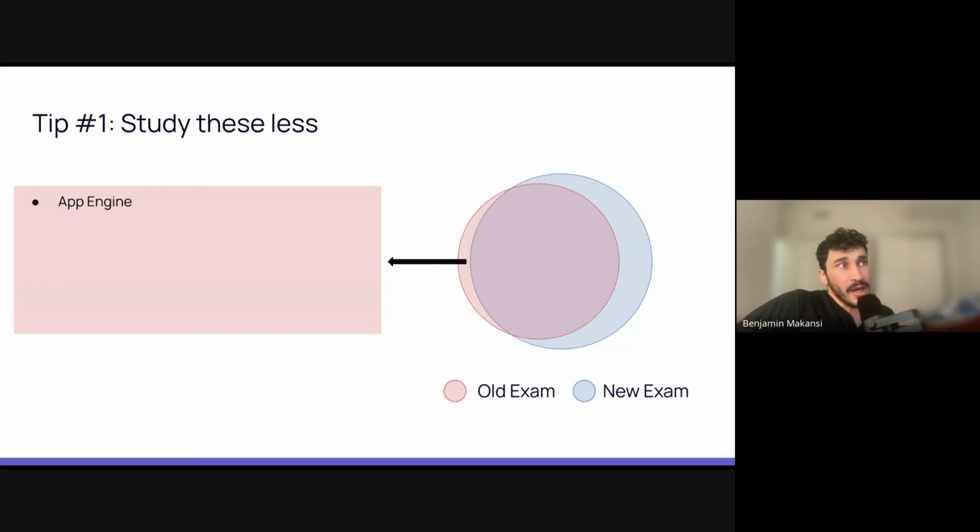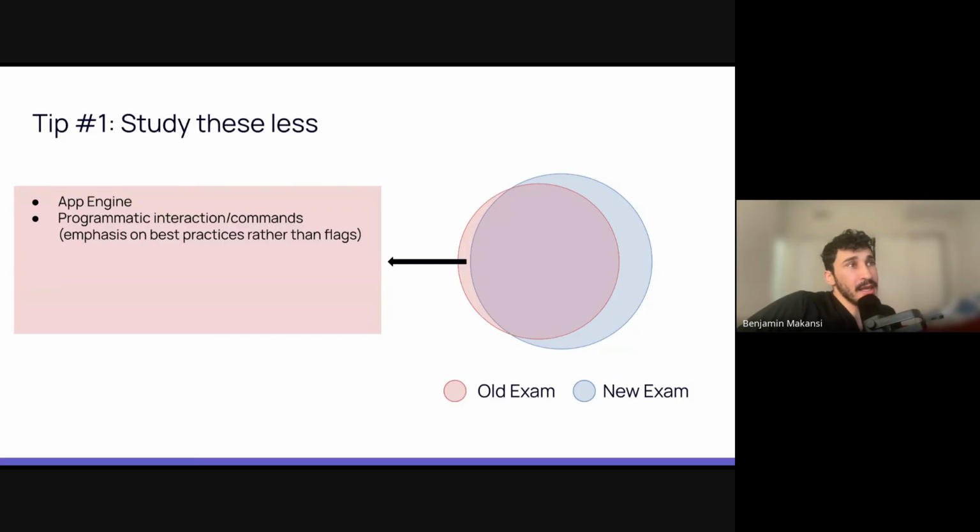So I think across the exams, App Engine is just being deprioritized, although it's not being deprecated as a service. Secondly, programmatic interaction with GCP and commands from the SDK like gcloud. The old exam would test you on specific commands or flags and syntax, but the new exam focuses more on best practices and high-level decision-making, rather than memorizing exact commands.